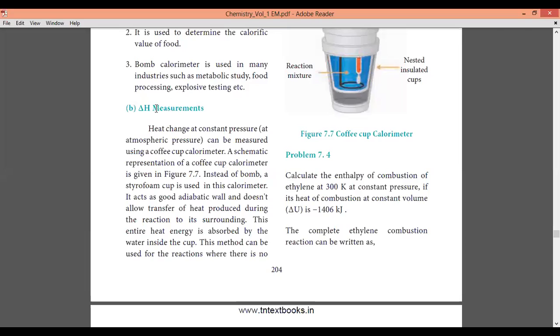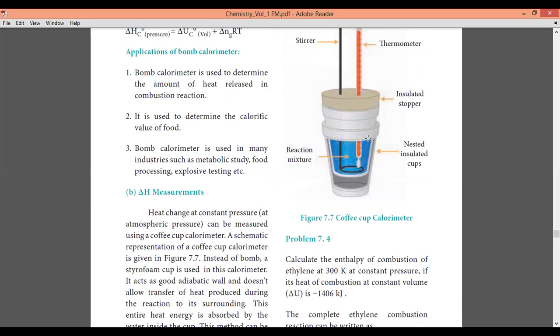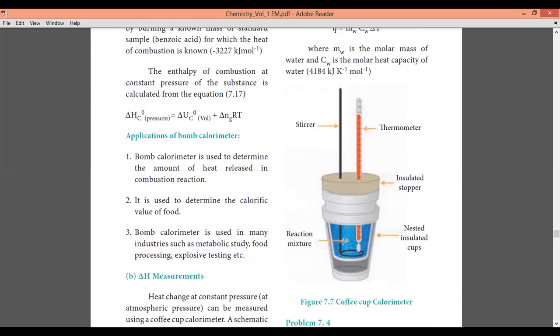See now comes delta H measurement. So previously delta U measurement பார்த்தோம். Here in delta H measurement, the heat change at constant pressure can be measured using a coffee cup calorimeter. So முன்னாடி பார்த்தது bomb calorimeter. இப்போ இதில் வந்து பார்த்தீங்கன்னா it is said to be a coffee cup calorimeter. So coffee cup calorimeter நம்ம என்ன பண்ணுவோம், here also the same. இதில் வந்து ஒரு stirrer இருக்கும், and then we are having a thermometer, stirrer, thermometer, and then a stopper. So இந்த stopper வந்து insulate ஆயிருக்கும், and then we are having nested insulated cups.